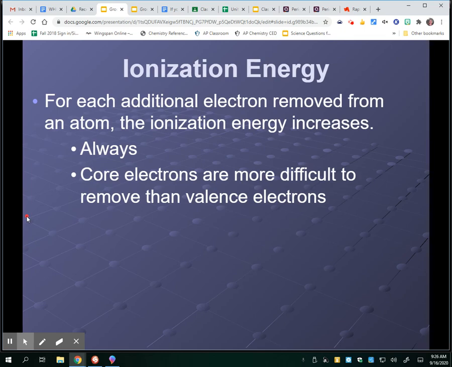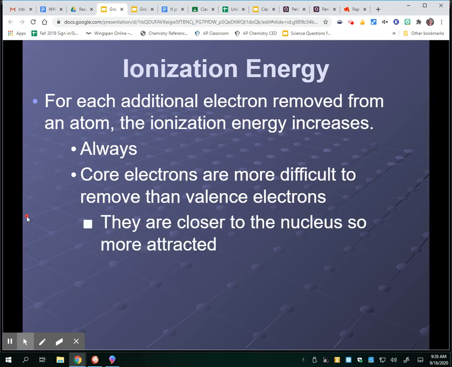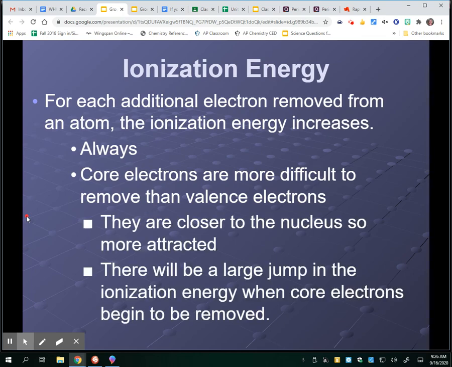Core electrons are more difficult to remove than valence electrons. That is because they are closer to the nucleus by a whole energy level. And so they're going to be more attracted since they're closer, according to Coulomb's law, and so they're going to be more difficult to remove. If we have a list of ionization energies for an atom, you're going to see a large jump in the ionization energy when core electrons begin to be removed.